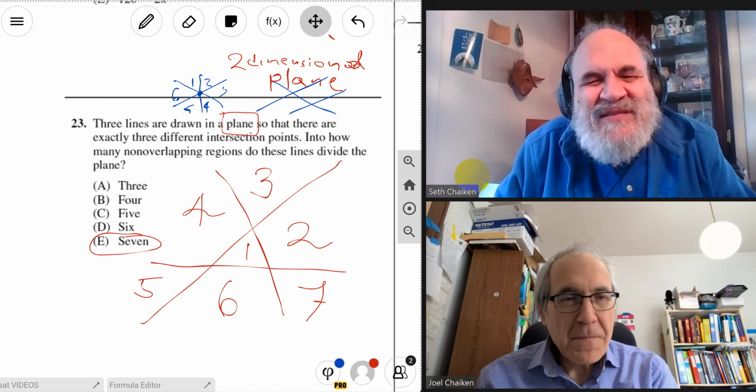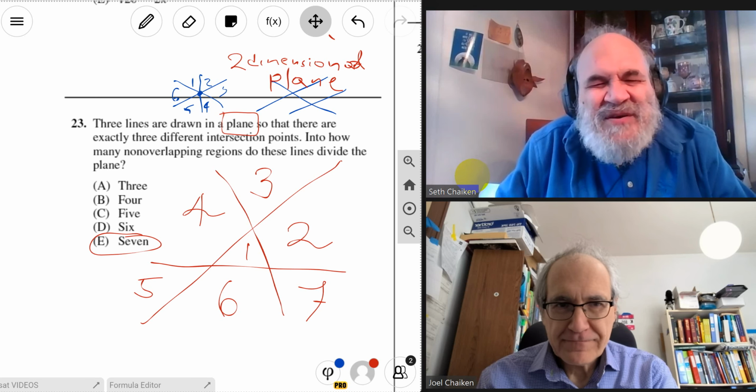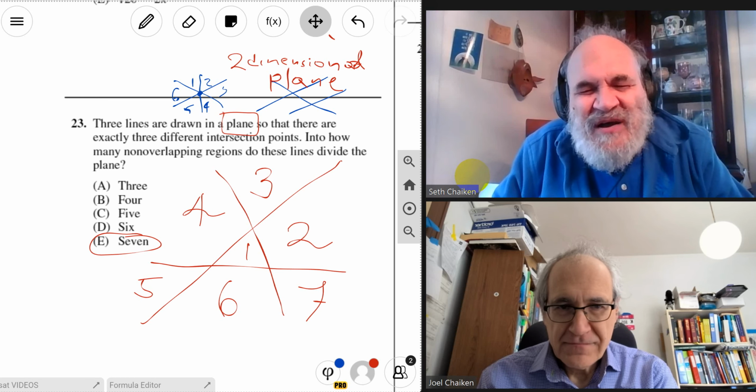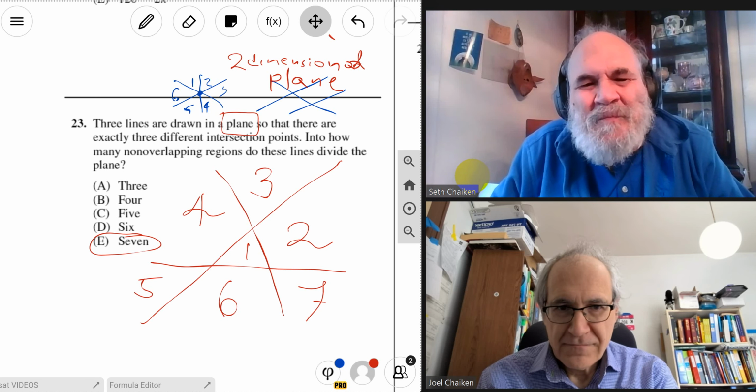But we can say that if you want to get the maximum number of regions, you take a figure with the maximum number of regions with fewer lines and draw a line that crosses every one of the old lines and doesn't cross them at any of the intersection points.